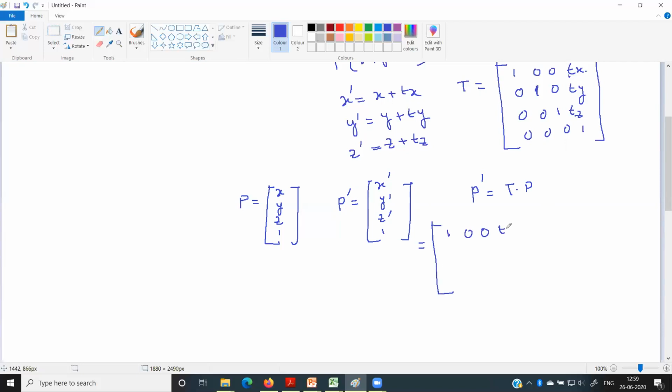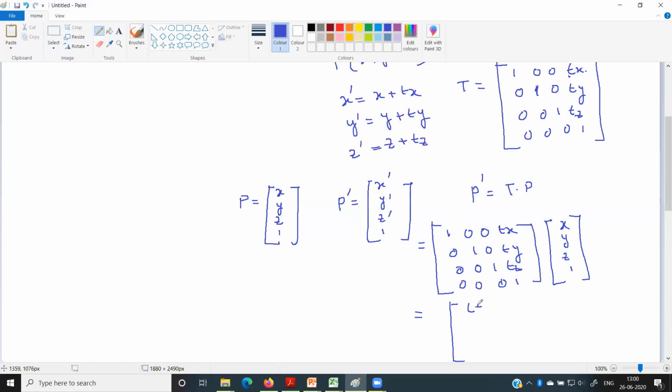We will rewrite the translation matrix T: 1 0 0 tx, 0 1 0 ty, 0 0 1 tz and 0 0 0 1. Along with that, we will write x, y, z and 1. And if you perform this matrix multiplication, you can see 1 will be multiplied with x and tx will be multiplied by 1 and the rest of the parameters will be 0.